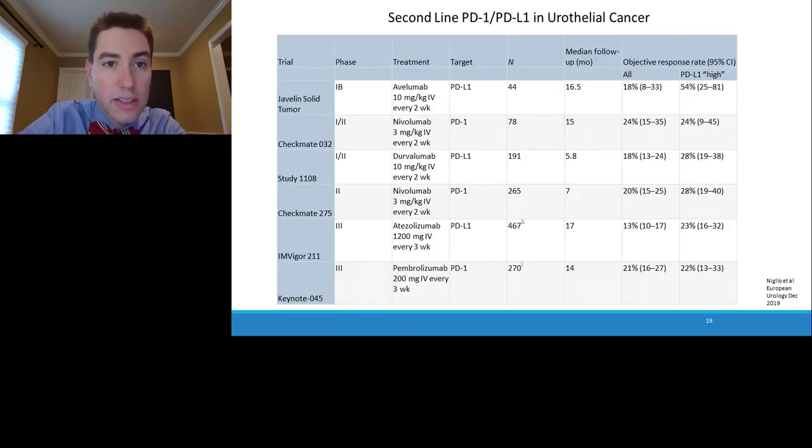And here's a summary of PD-1 and PD-L1 inhibitors approved in the second-line setting after receiving cisplatin therapy, and some of the pivotal studies. The Javelin study for Nivolumab, phase 1b, headed by Andrea Apollo at the NIH, as well as the Checkmate 032 studies for Nivolumab, study 1108 for Nivolumab, and the two phase 3s, IMvigor 211 for atezolizumab and Keynote 45. Going forward, I'm just going to focus on the Keynote 45 leading to pembrolizumab approval.